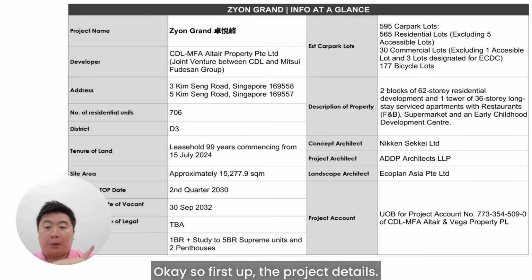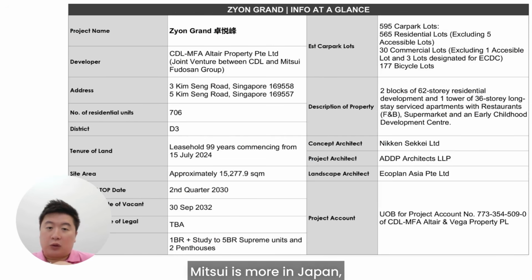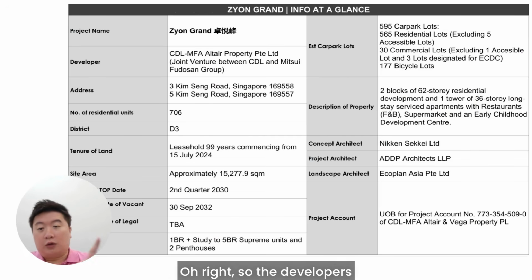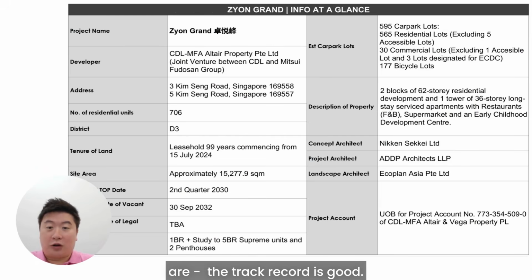Okay, so first up, the project details. This is going to be a quick glance. Firstly, the developer: we have CDL and Mitsui Fudosan. Both are very renowned developers. Mitsui is more renowned in Japan, but they have done some projects in Singapore as well. In terms of the number of units, you have 706 units. So the developer track record is good.